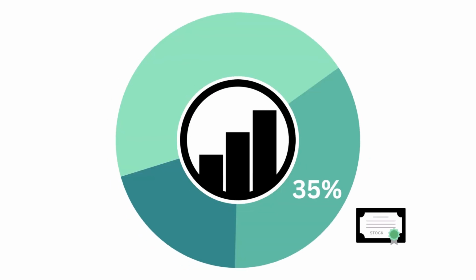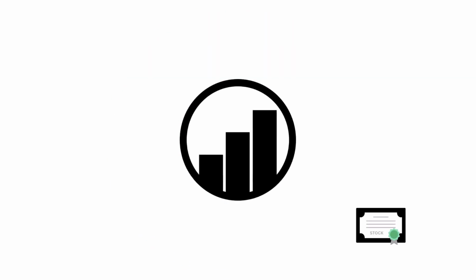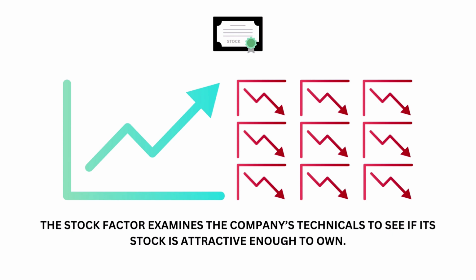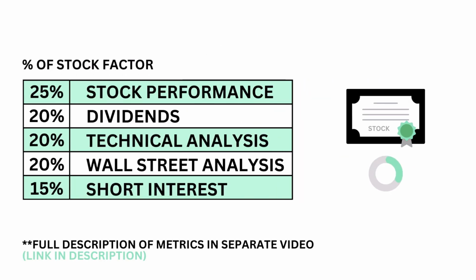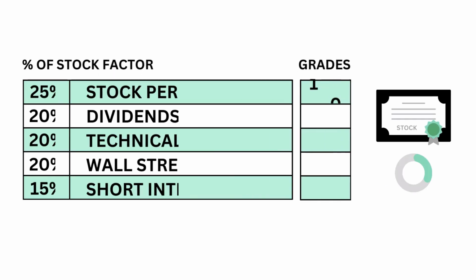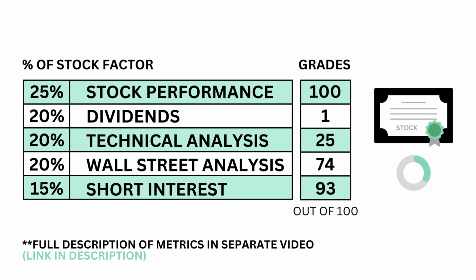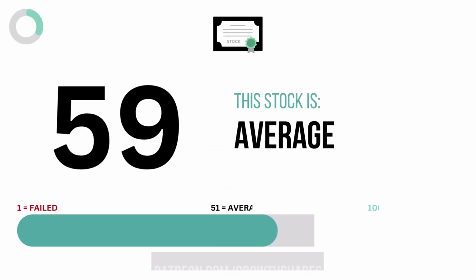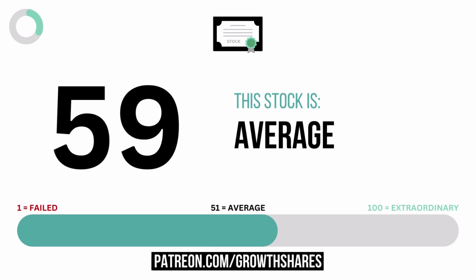Let's next look at the stock. The stock factor accounts for 35% of the analysis. The stock examines a company's technicals to see if the stock is attractive enough to own. The stock factor is made up of these 5 metrics, each weighted based on importance. Here are the 5 metric grades. And when we put them together, we get the company's stock grade.